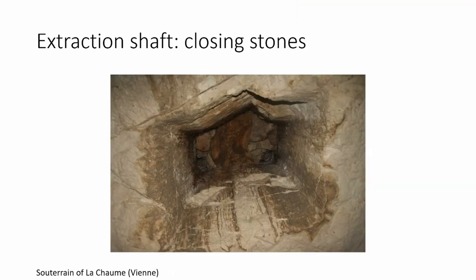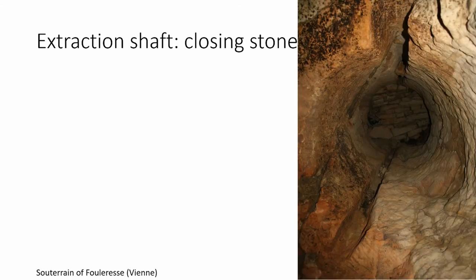Another example is here from the bottom to the top, where you see the closing system of the extraction shaft after the souterrain was finished. And you can also see that in some cases they were making some ventilation, a ventilation pipe inside the extraction shaft. So originally this shaft was certainly closer to the bottom, now it's closed from the upside, and they were keeping one small shaft, even two here, to get air into the souterrain.